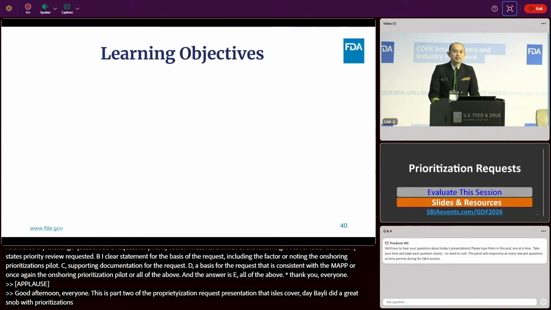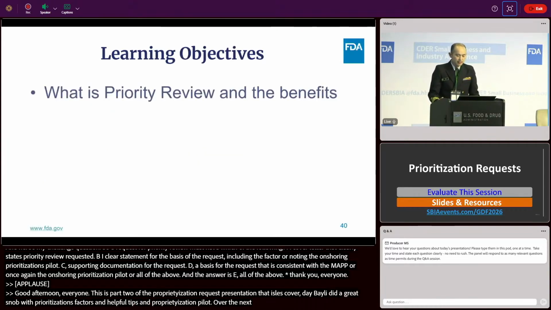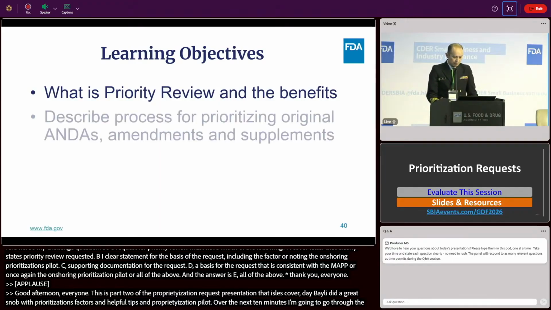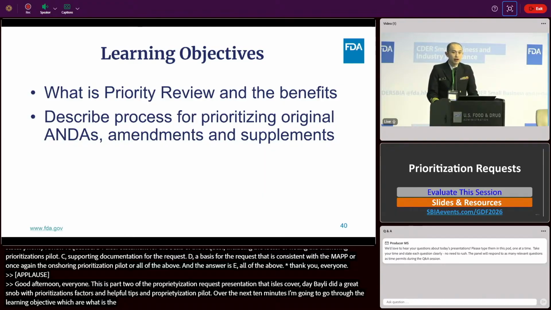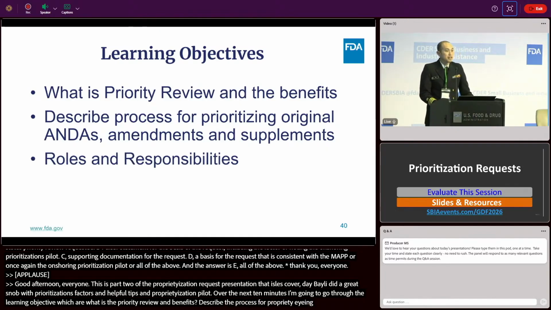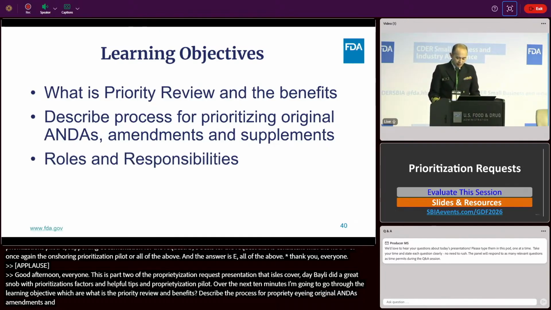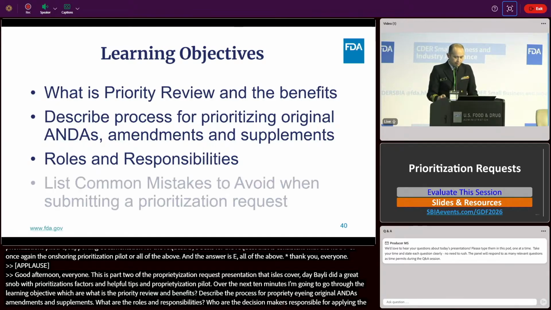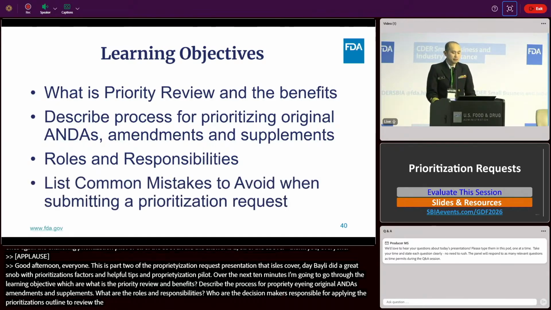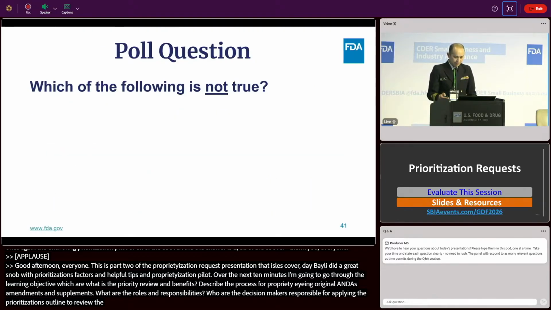So over the next 10 minutes, I'm going to go over some of the learning objectives today, which are: what is the priority review and what are some of the benefits? Describe the process for prioritizing original ANDAs, amendments, and supplements. What are the roles and responsibilities? So who are the decision makers responsible for applying the prioritization outline in the MAPP to the review of specific submissions? And then finally, I'll cover some of the common mistakes to avoid when submitting a prioritization request.